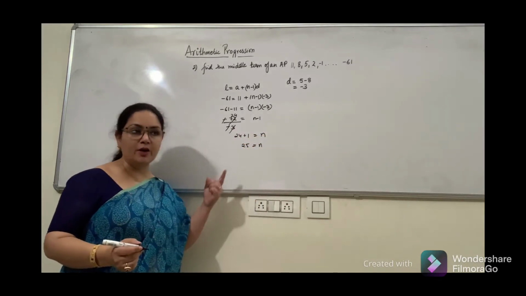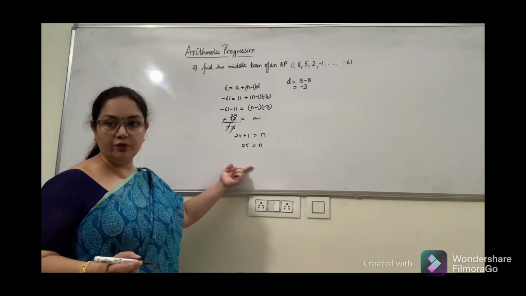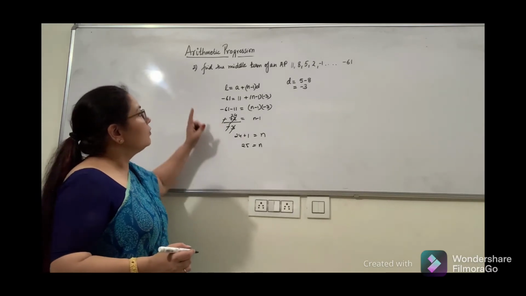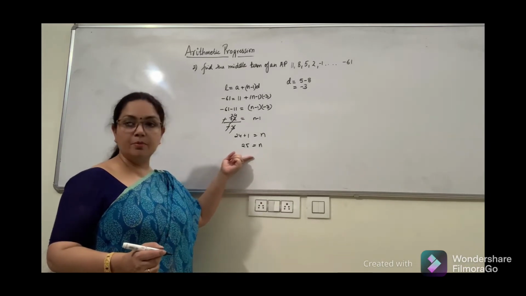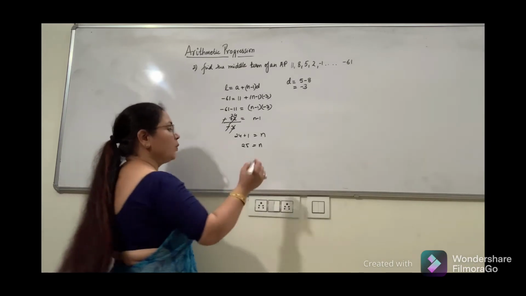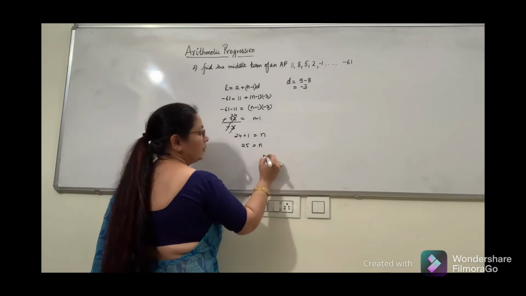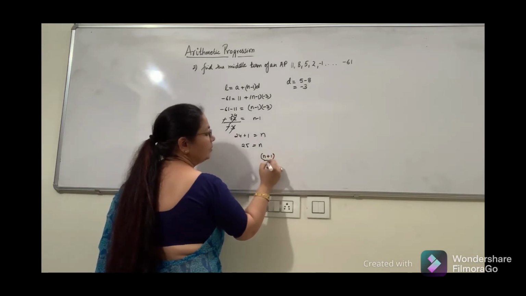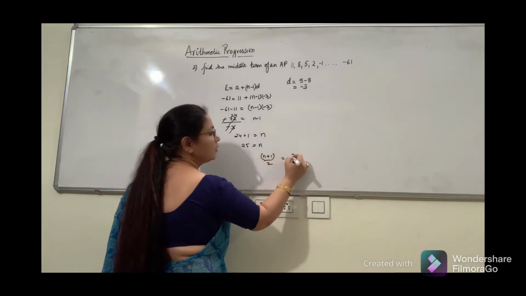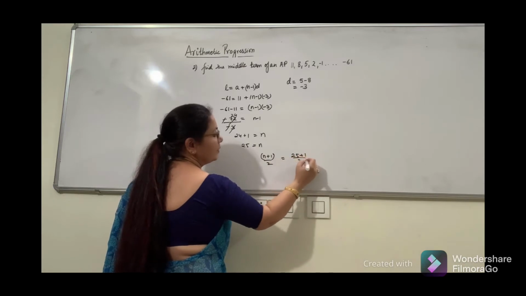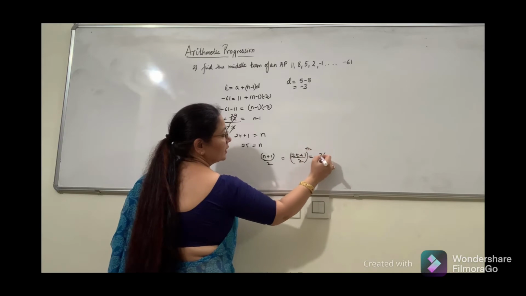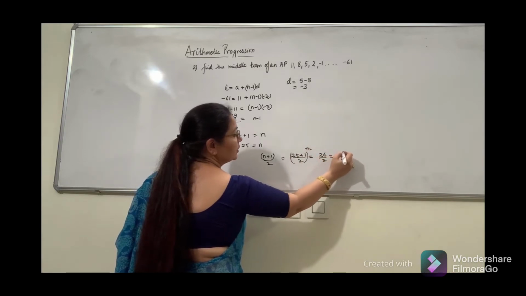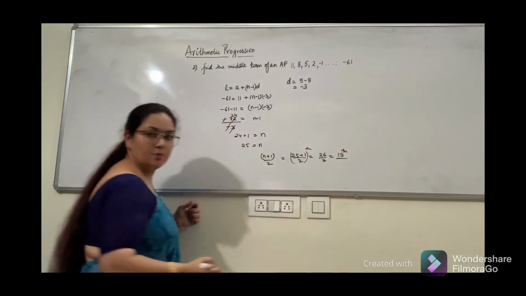Now that we have found how many terms there are, we have to find the middle term of the AP. So how will we find it? If the number of terms is odd, we'll add 1, so (n plus 1) divided by 2 will be the middle term of the series. So what is the middle term? 25 plus 1 divided by 2, that is 26 divided by 2, so the 13th term of the series is the middle term.